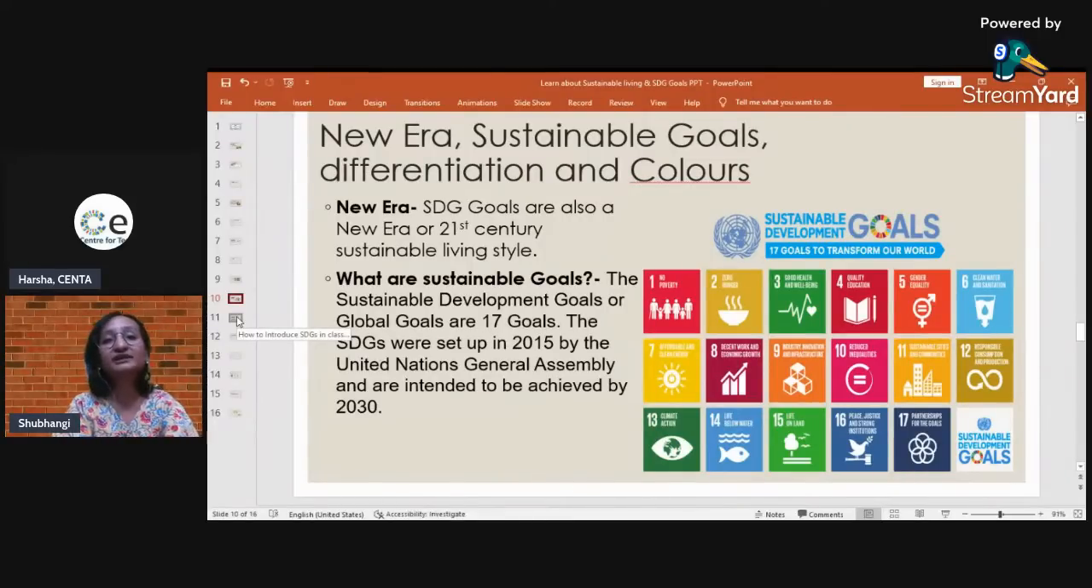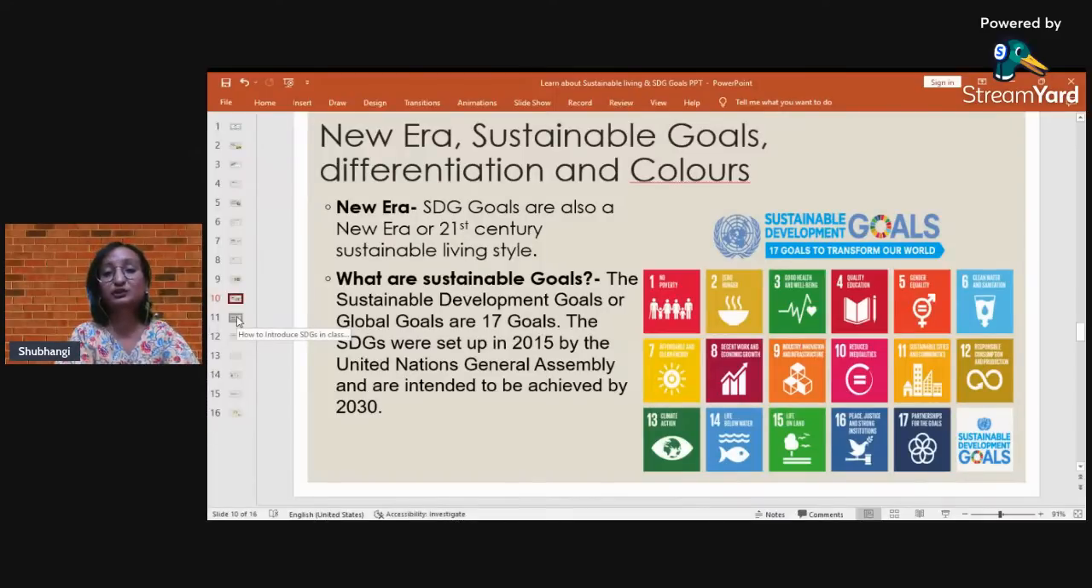Even for the younger children, you can use zero hunger. You can go to SDG 2, zero hunger. You can go to SDG 6, clean water and sanitation. You can go to SDG 1, no poverty, or life on land. You can do it in various ways. Even with your subjects, in the coming topic we will see how we can align with our particular subject.